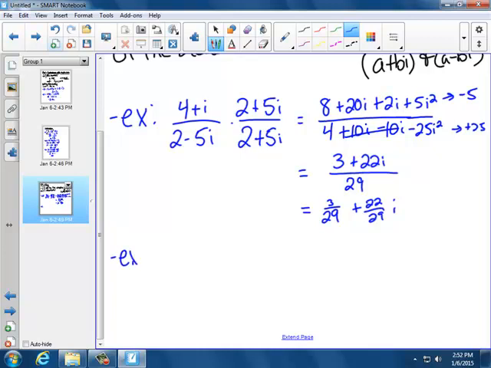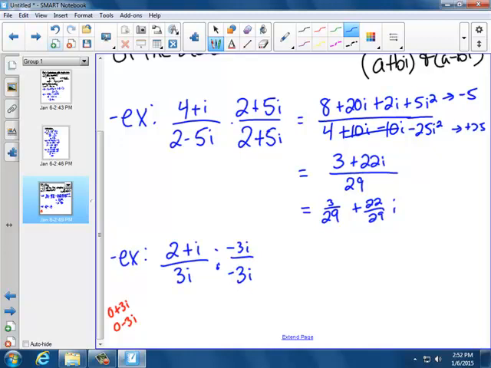One more. 2 plus i over 3i. So here I have just the imaginary part on the bottom, but it works the same way. And again, think of it like if I had 0 plus 3i, what would be the conjugate? 0 minus 3i. So I'm multiplying top and bottom by a negative 3i.